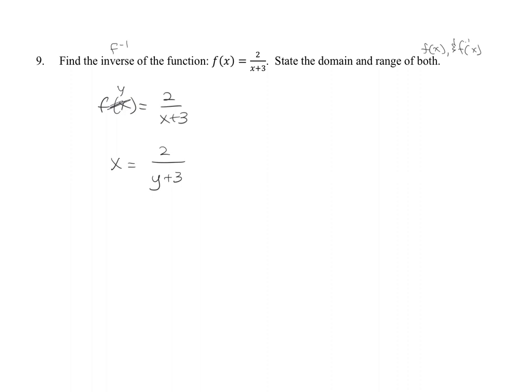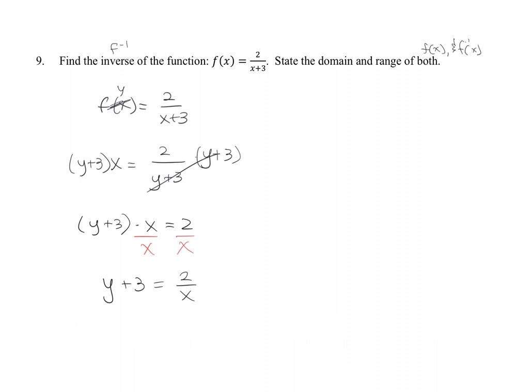now we need to solve for y. Y is at the bottom of a fraction, and if we can avoid it, we want to avoid solving equations with fractions. So one thing we can do to clear a fraction is multiply both sides by the denominator, because that will clear that fraction. So here we have y plus 3 multiplied by x is equal to 2. Now we can divide by x. Then we have y plus 3 is equal to 2 divided by x, and then we could subtract 3. So we have y equals 2 divided by x minus 3, and that's equal to the inverse.